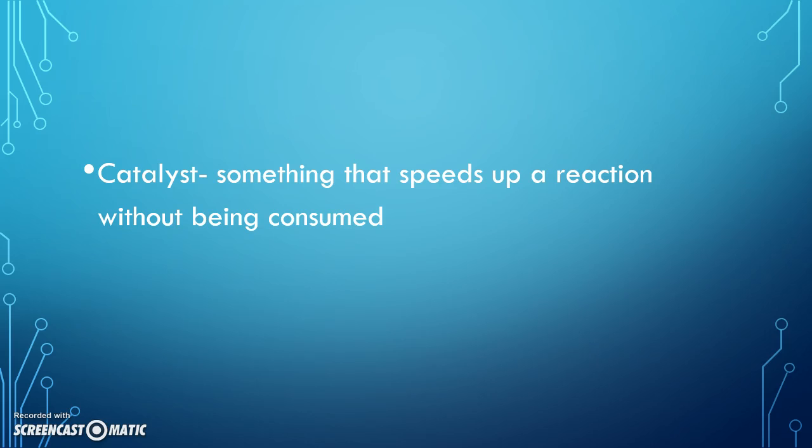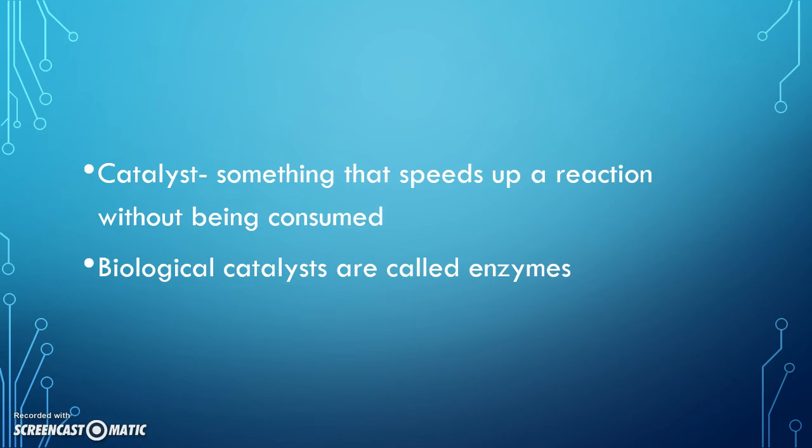A catalyst is something that speeds up a reaction without being consumed. So a catalyst is something we add to a reaction, but it's not a reactant and it's not a product. It's just something that facilitates the joining of the reactants to form products. A biological catalyst, a catalyst that we have in our body, is called an enzyme. And you'll learn a lot about those when you go to biology.